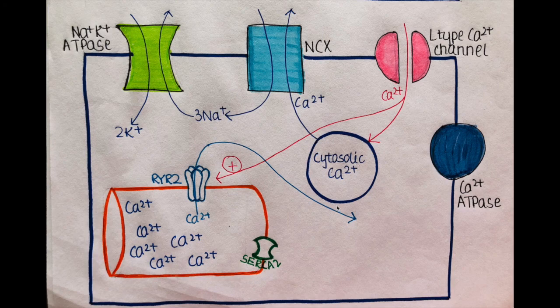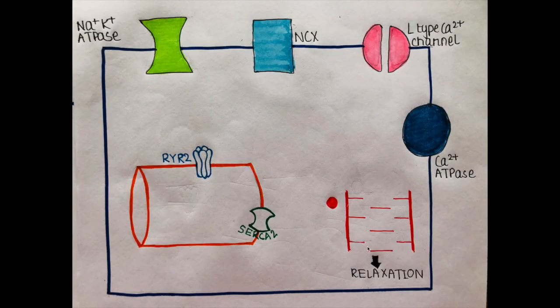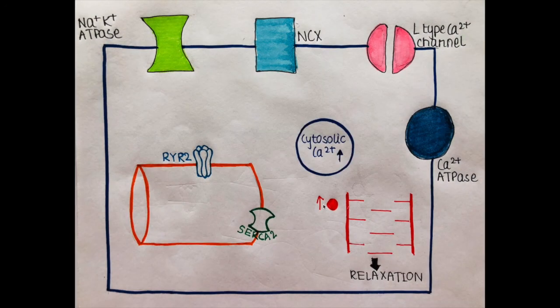Now this increase in calcium will contribute to binding of calcium to the troponin C molecule. The binding of calcium to troponin C will set in contraction. So this is how contraction occurs. After contraction comes relaxation. So now the cell is undergoing relaxation and the calcium that was earlier bound to troponin C will be removed.